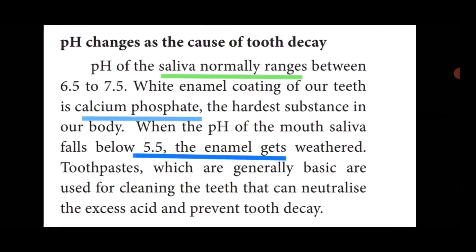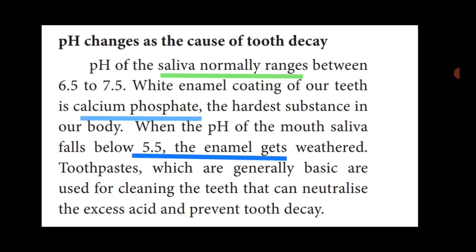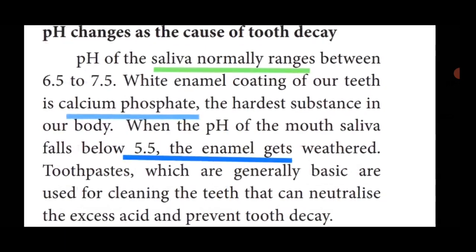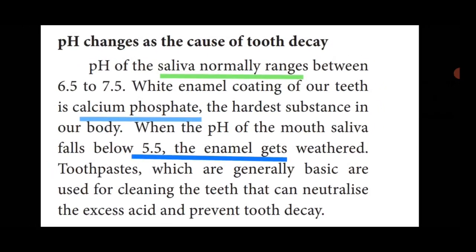Next one, pH change as the cause of tooth decay. The pH of saliva normally ranges between 6.5 and 7.5. The white enamel coating our teeth is calcium phosphate, the hardest substance in our body. When the pH of the mouth saliva falls below 5.5, the enamel gets weathered.